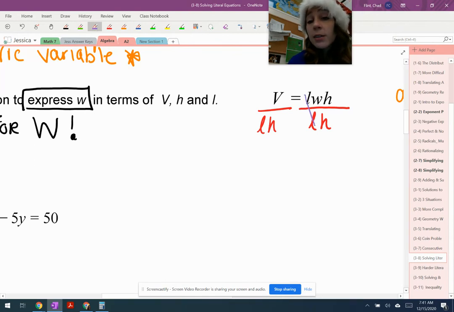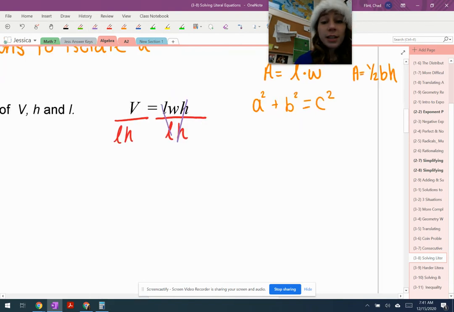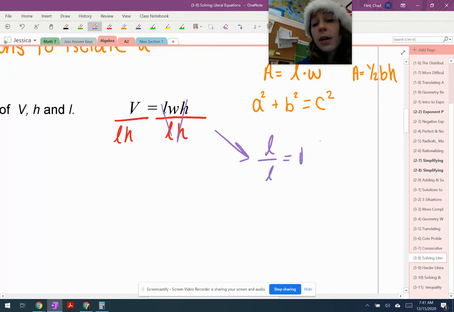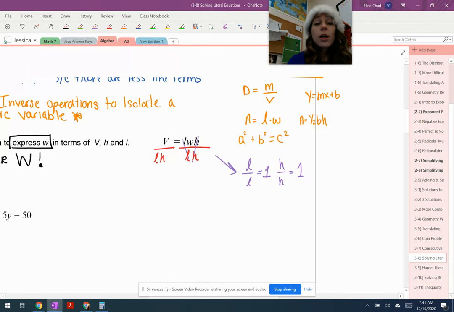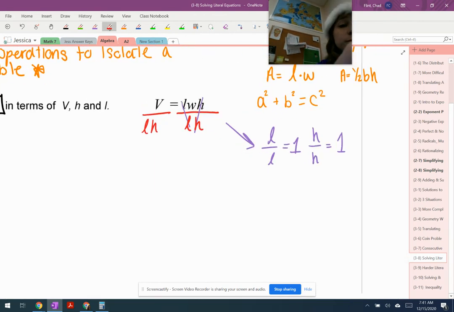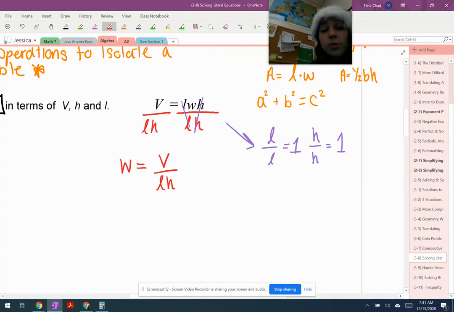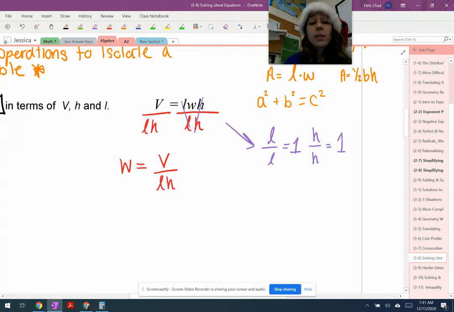L divided by L cancels out to be 1. H divided by H cancels out to be 1. And I'm going to take that off to the side here and show you that. L divided by L is equal to 1. And H divided by H is also equal to 1. Just make that a little bit more of an obvious one. So over here with my equation, I'm left with W is equal to, and I just flip that around, V divided by LH. Volume divided by the length times the height.